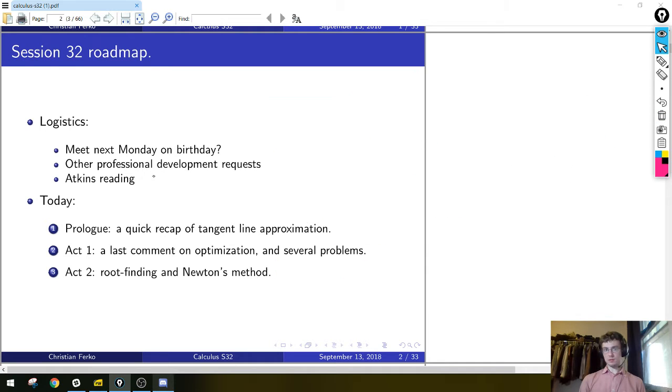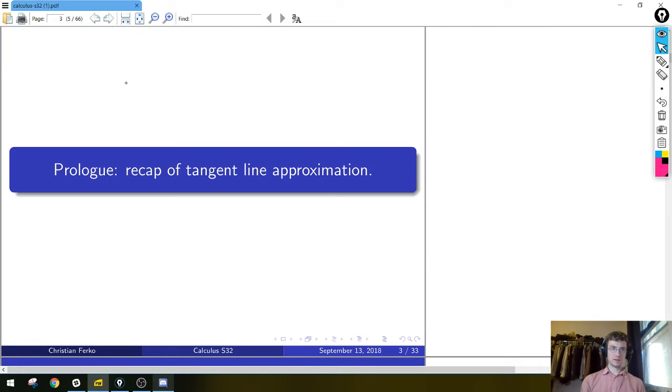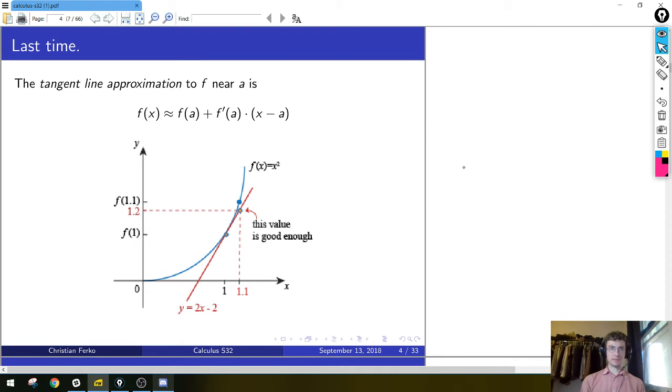All right, let's recap then. So this will be just one slide on what we did last time. We discussed again this tangent line approximation. The idea was that if you have a function f, say, f of x equals x squared, so you want to approximate a parabola, and maybe you don't want to actually compute the value exactly, you want to approximate it.